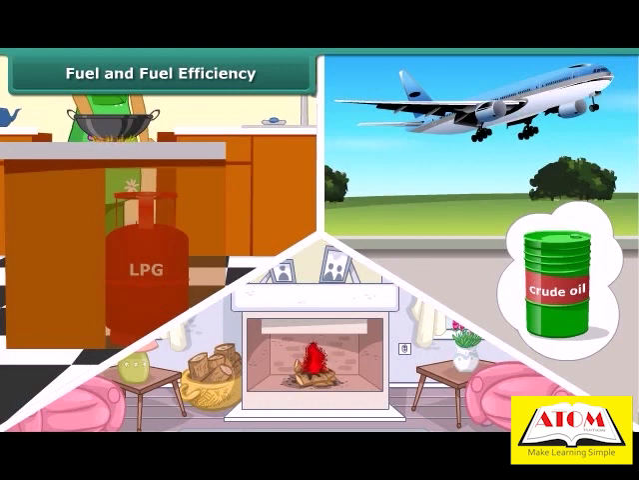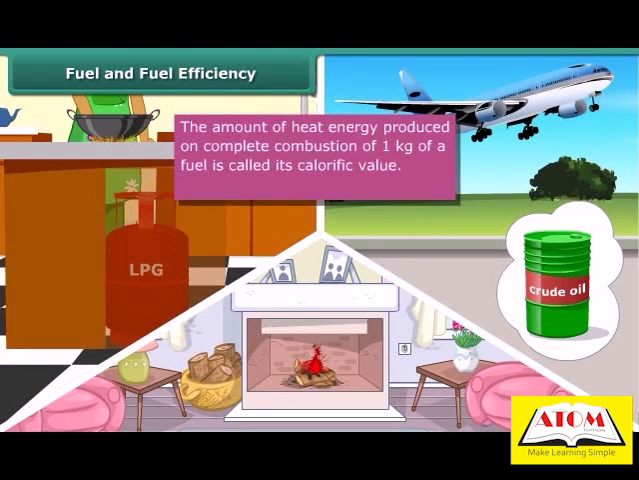Fuel efficiency is determined by its calorific value. The amount of heat energy produced on complete combustion of 1 kg of a fuel is called its calorific value, and it is expressed in a unit called kilojoule per kg. The calorific value of LPG is more than wood or coal. That is why LPG is a more efficient fuel than wood or coal.